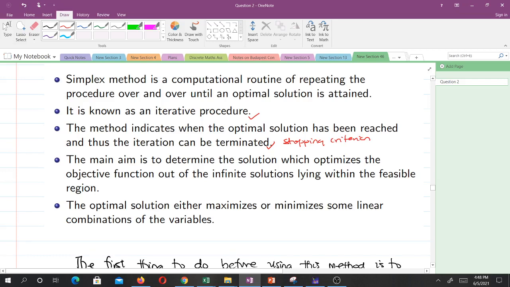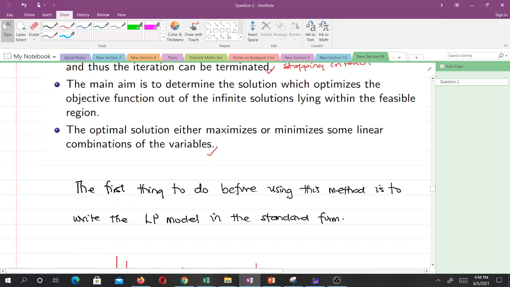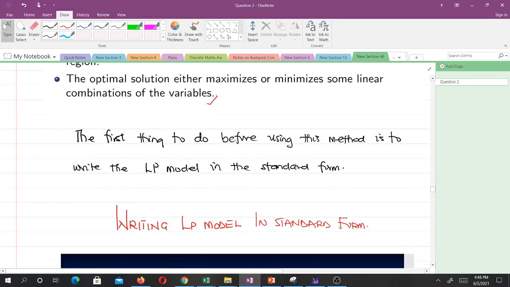Okay, so the aim is to determine a solution which optimizes the objective function out of the infinite solutions lying within the feasible region, and the optimal solution either maximizes or minimizes some linear combination of the variables. So when you have an LP model and you want to solve it using the simplex method, the first thing you have to do is to write the LP model in standard form. So we are going to discuss how to write an LP model in standard form.